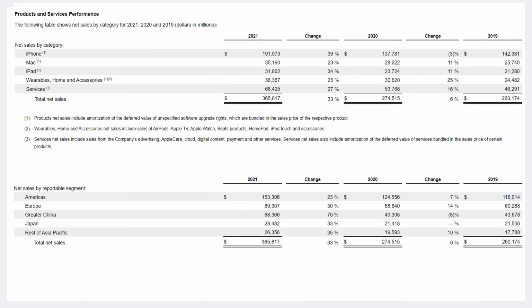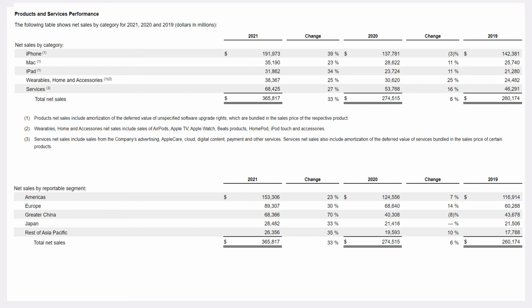So for the first portion of the MD&A, Apple goes into two things which I want to go through: their net sales segmentation by product and services, as well as by geography.